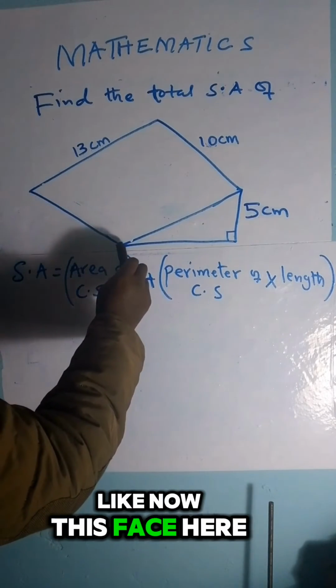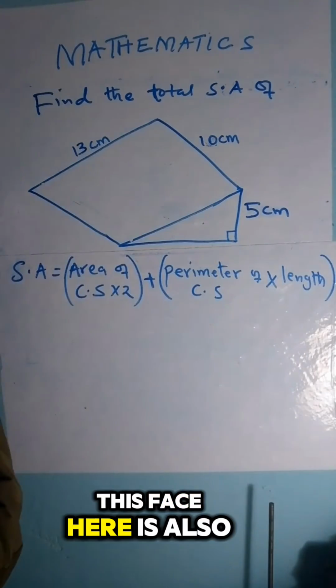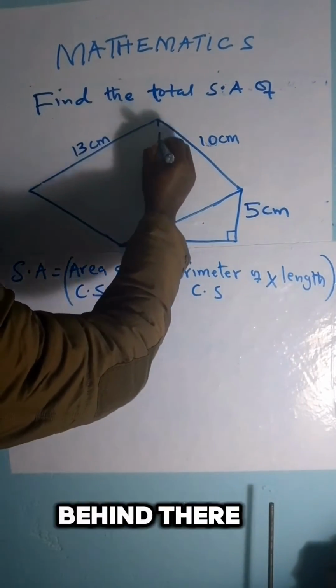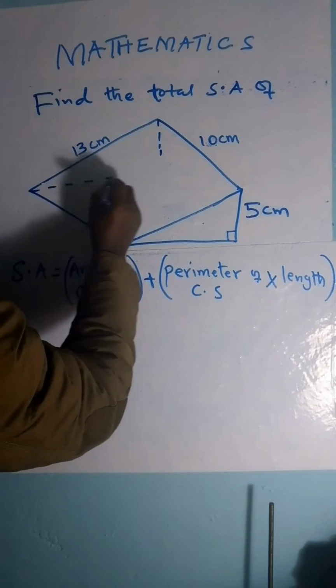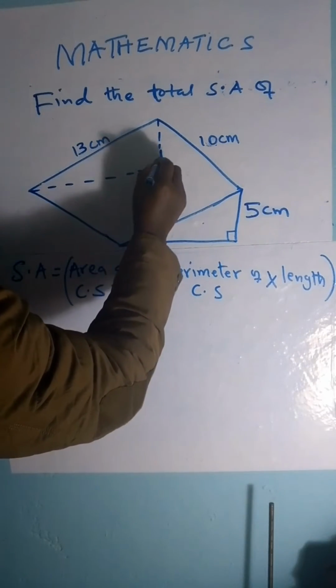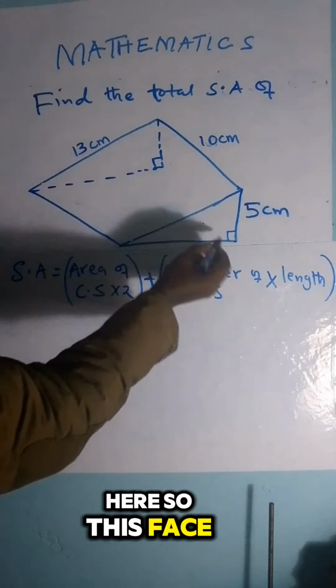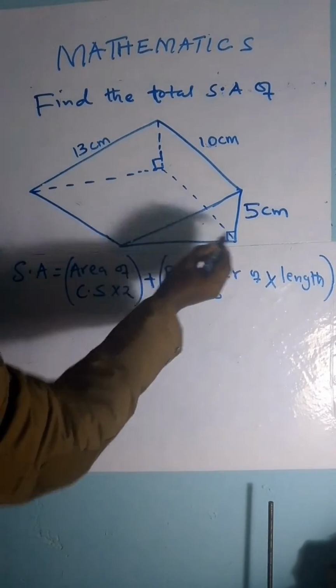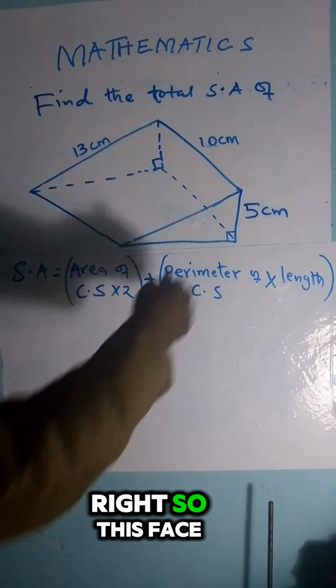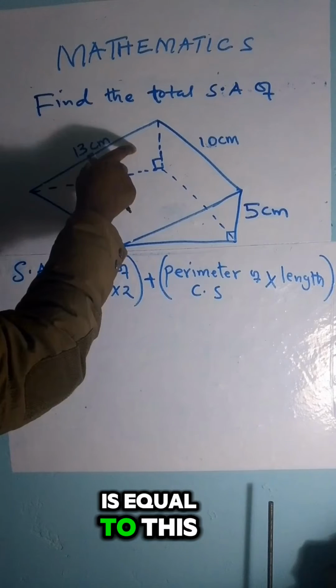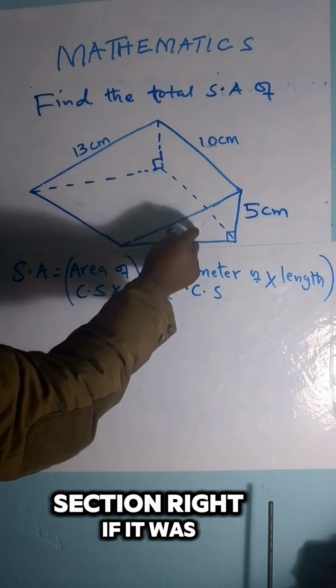Like now, this face here is also behind there. There is this face here. So this face is equal to this. This is the cross section, right?